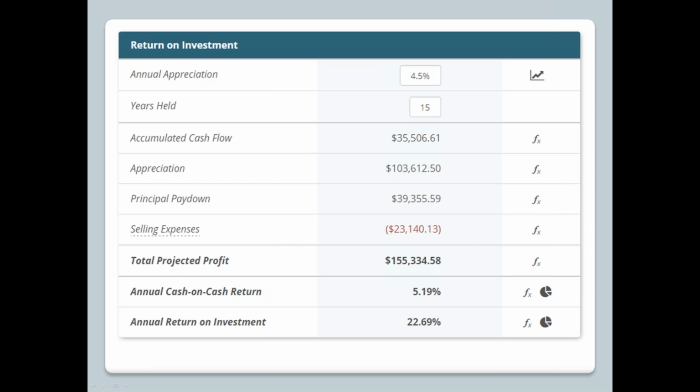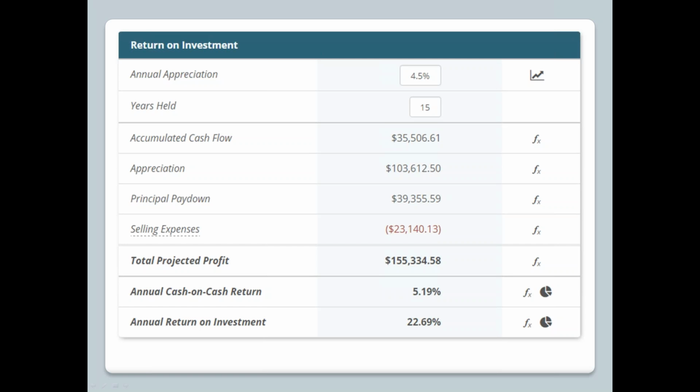Principal pay down. We made $40,000 just by paying our mortgage every month, but we never had to reach into our pocket to pay that mortgage because it's a positive cash flow property. We take 9% of that future value after 15 years, and that's $23,000 in selling expenses. We made $155,000 owning this property over a 15-year period.